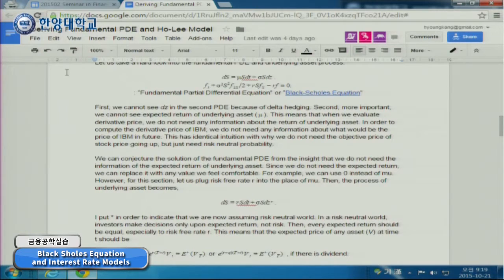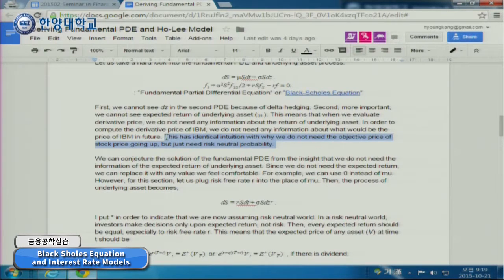So, we cannot see the expected return of the underlying asset, mu. This means that when we evaluate a derivative price, we do not need any information about the return of the underlying asset. In order to compute the derivative price of IBM, we do not need any information about what would be the price of IBM in the future, or the probability of going up or down, or the expected return. This is identical intuition to why we do not need the objective probability of the stock price going up, but just need the risk neutral probability.